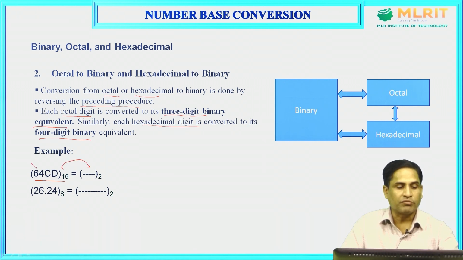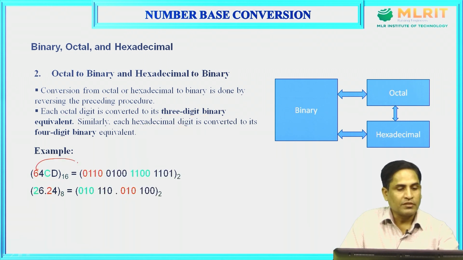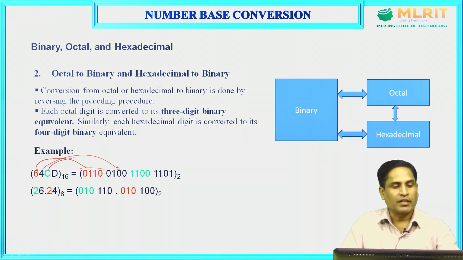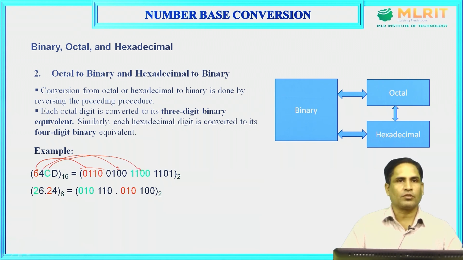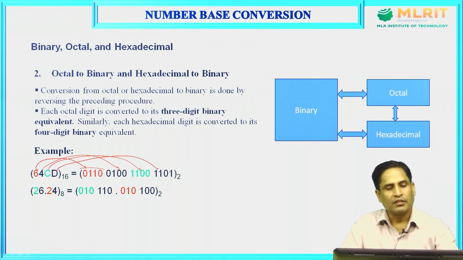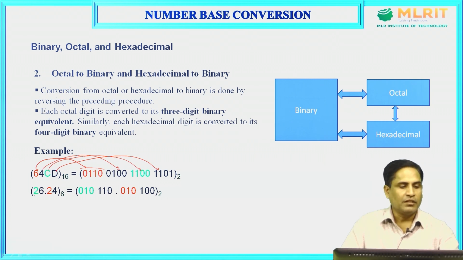So each digit of this particular one is going to be converted into its 4-bit equivalent in binary, and here 3 bits. So look, 6 is going to be represented by 0110, 4 is going to be represented by 0100, C is 10, 11, 12, so it's 1100, and D, that's 13, so 1101. But here we only require 3 digits to represent, because the number is in the octal number system, limited to 7 only, and to represent all these numbers 3 bits of binary are sufficient.